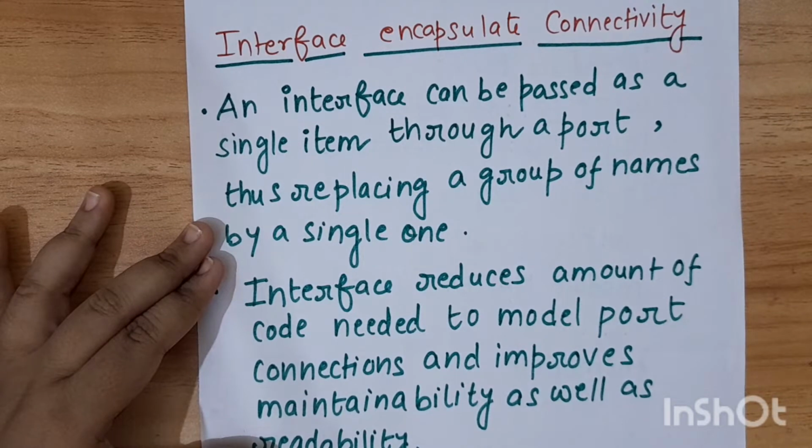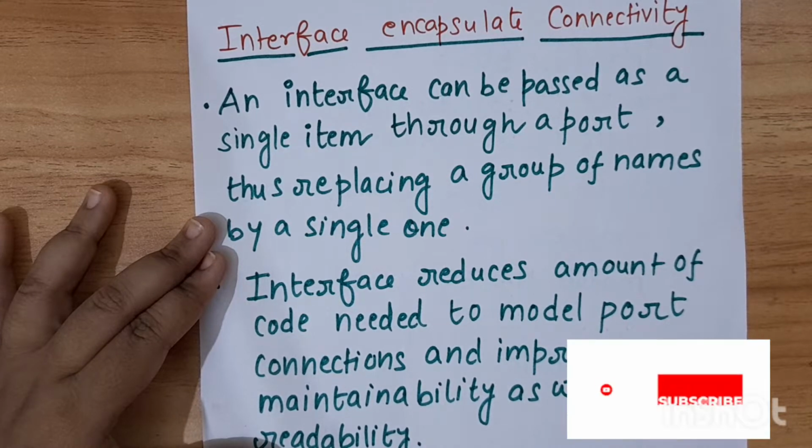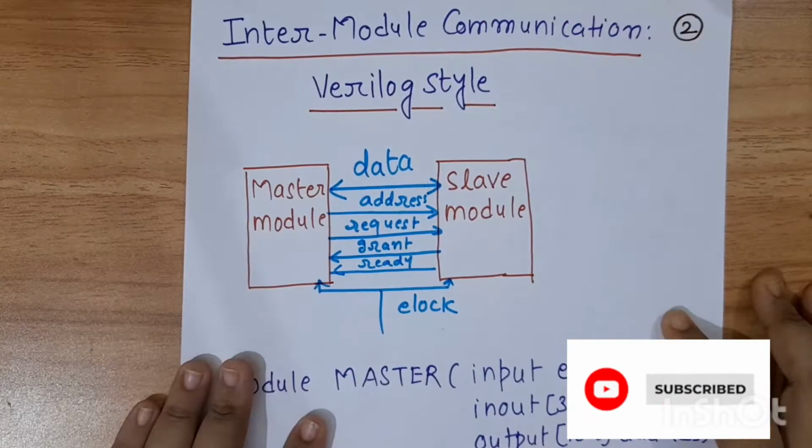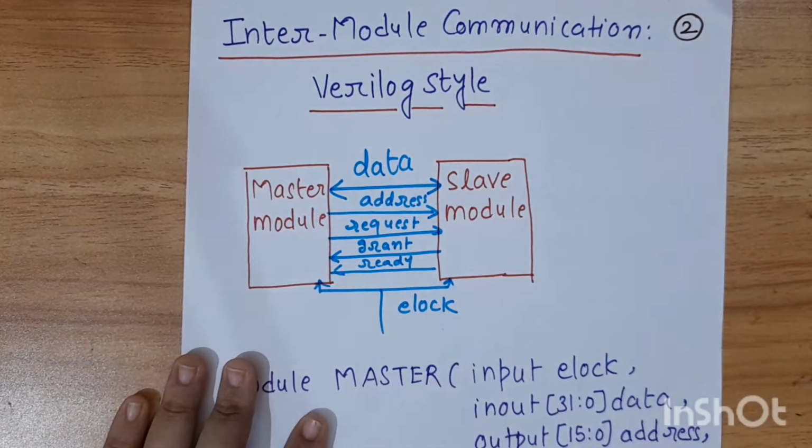Interface actually reduces the amount of code needed in order to model the port connections, and hence it increases the maintainability and the readability of the code. Let's see the intermodule communication for a Verilog style.